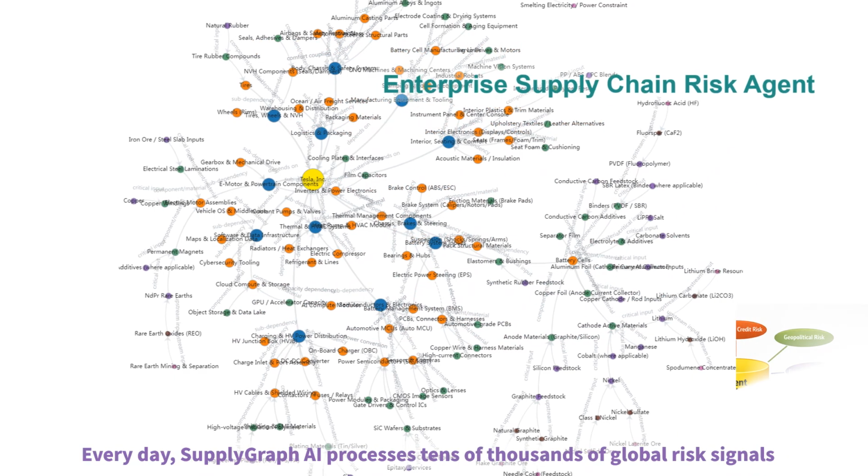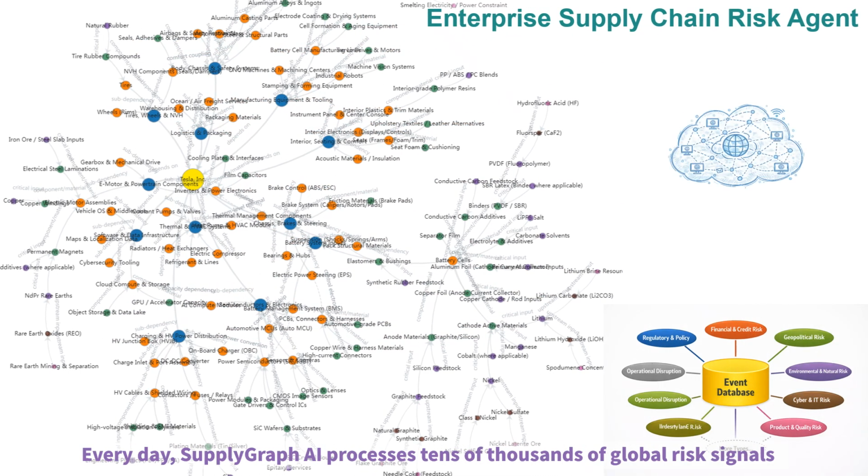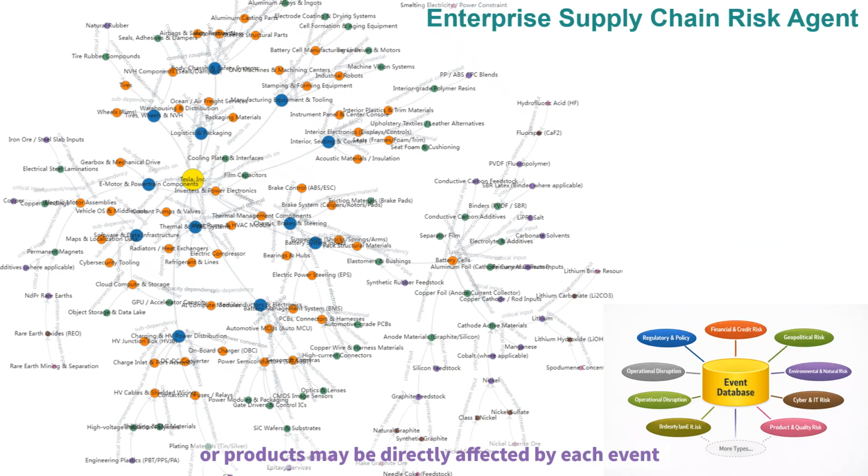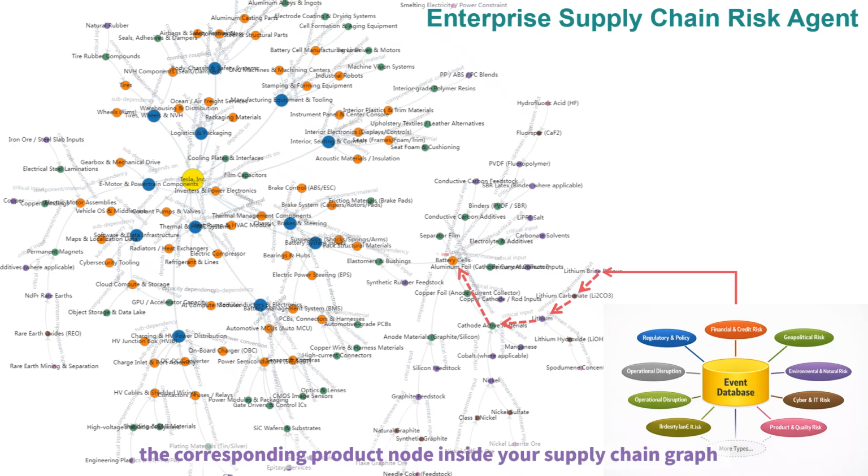Every day, SupplyGraph AI processes tens of thousands of global risk signals, from regulatory changes and production disruptions to logistics interruptions and market shocks. The system analyzes which enterprises or products may be directly affected by each event. It then checks whether those affected nodes exist within the dependency graph of your anchor enterprise. When they do, the event is attached to the corresponding product node inside your supply chain graph.